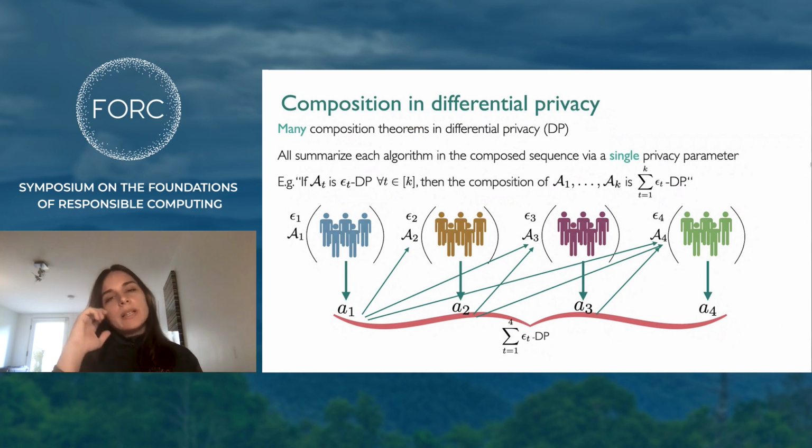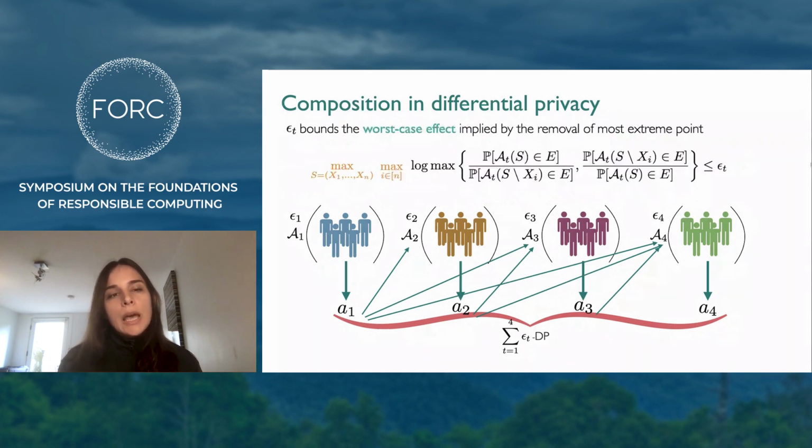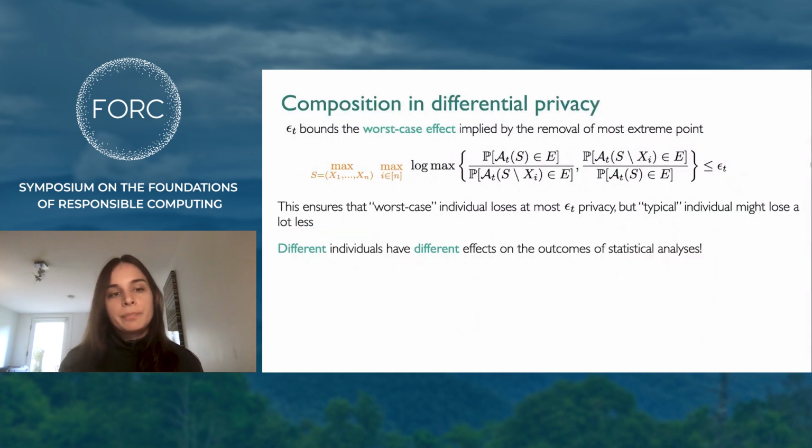But note that this implicitly ignores any kind of difference between different individuals in the analyzed data set. And specifically what I mean by that is that this parameter epsilon_t bounds the worst case effect implied by the removal of the most extreme point. So we are bounding the privacy loss divergence for any hypothetical worst case data set and for any hypothetical individual that we could remove from this data set.